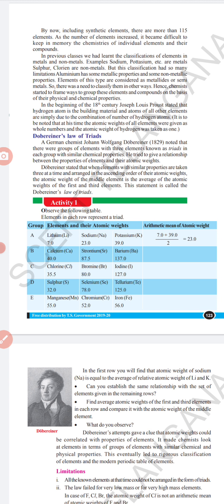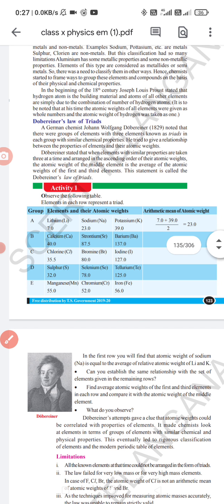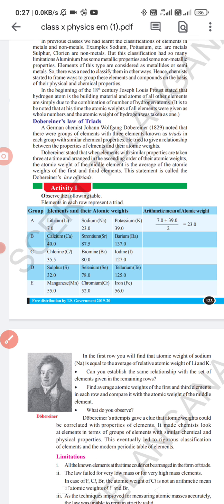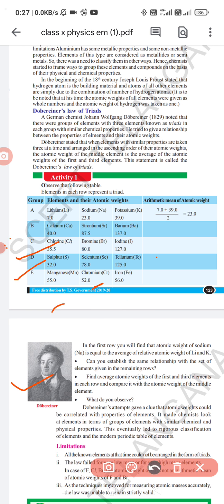The explanation of this activity 1, as I said, these activities are very important. Whatever I explained, it is explained here. We will read it once. I am reading here.